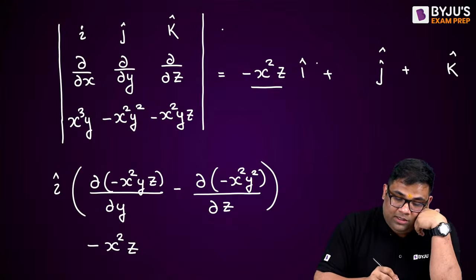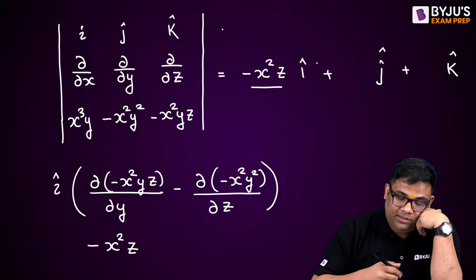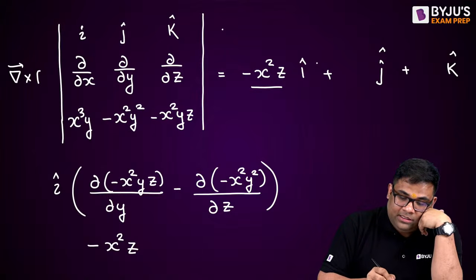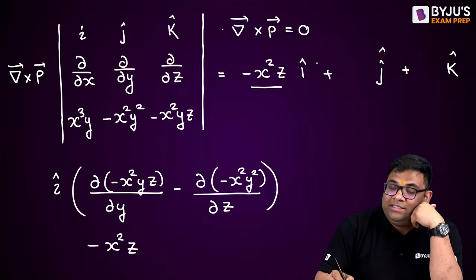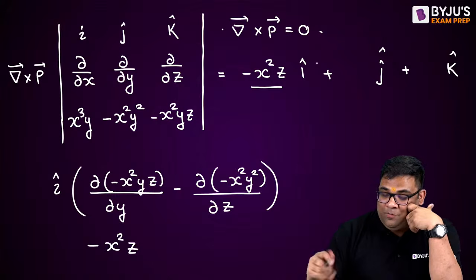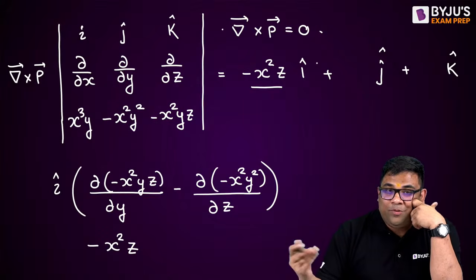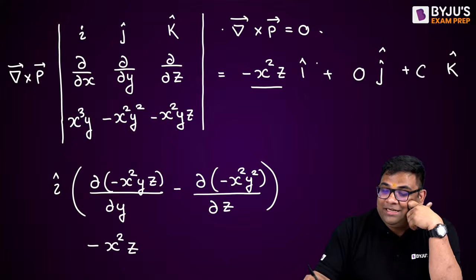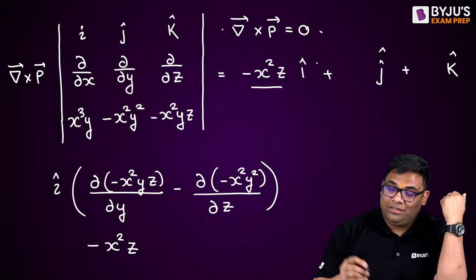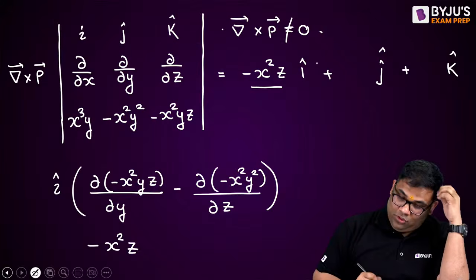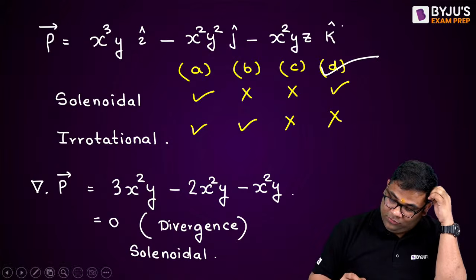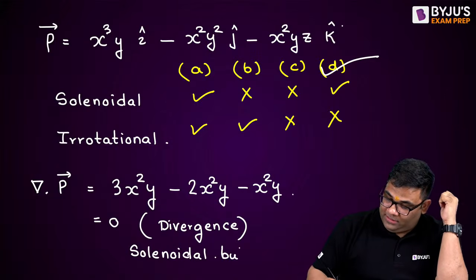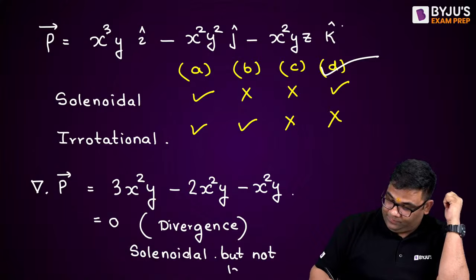So the curl of the p vector is non-zero, because there is no point in finding the j and k components. If the i component itself is not zero, then even if the others are zero, it's still not a zero vector. Understood? So it is non-zero. So it is solenoidal but not irrotational. Not irrotational, or I can say rotational.